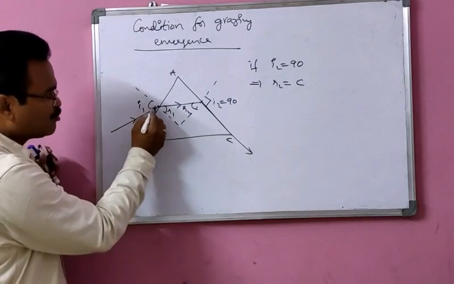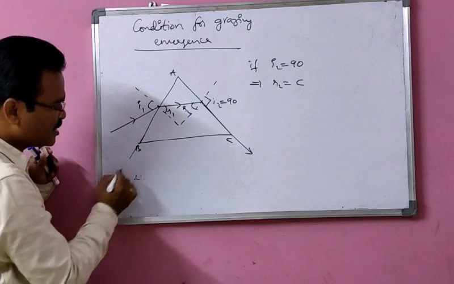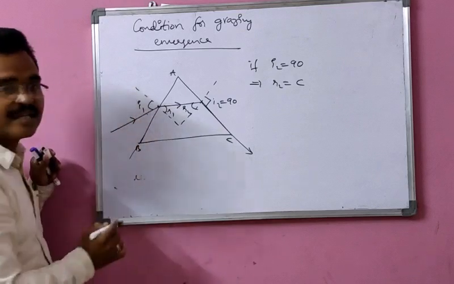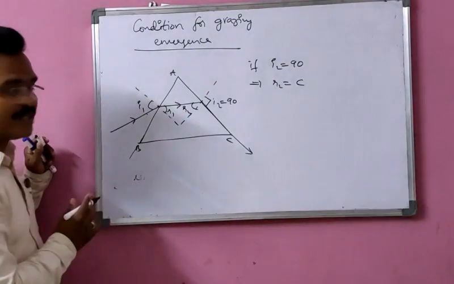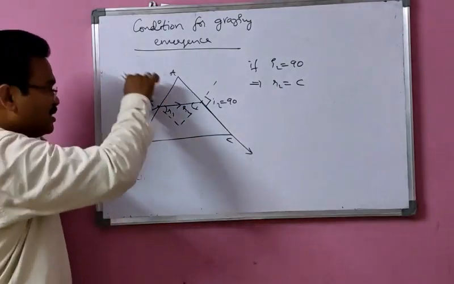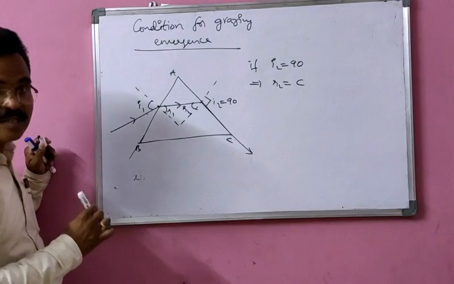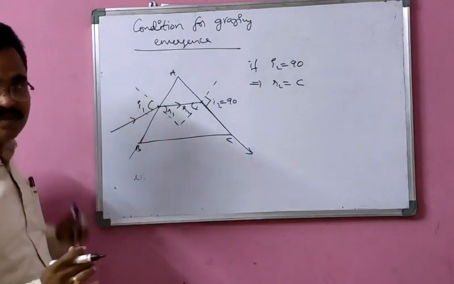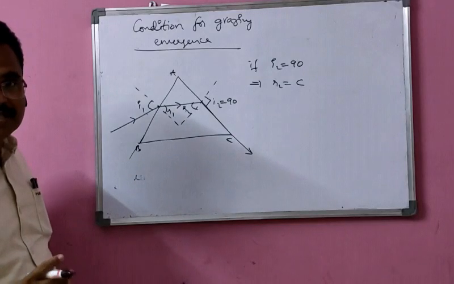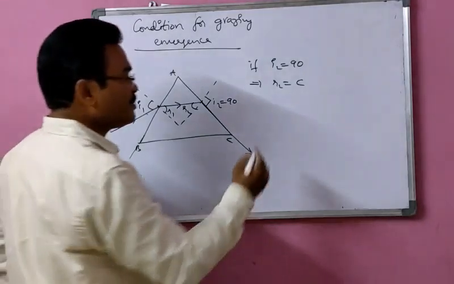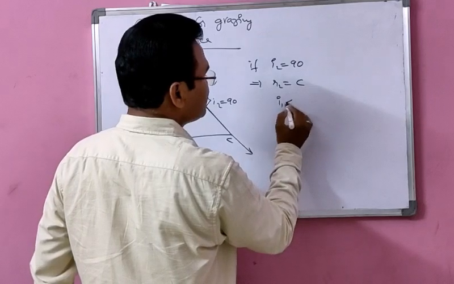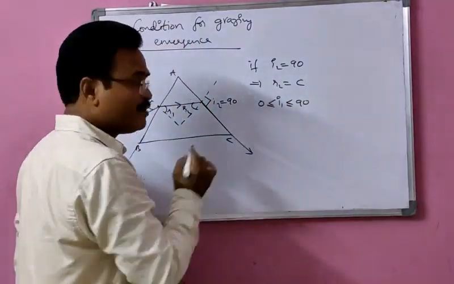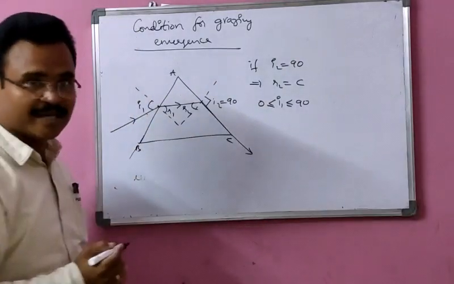So you can send the light through this one. That means this is called a grazing incidence. If the light comes like this, what is the angle here? The angle becomes 90 degrees. Suppose it comes like this, perpendicular to the surface, the angle becomes 0. That means what are the minimum and maximum values for this angle of incidence? 0 and 90. That means I1 lies between 0 and 90.